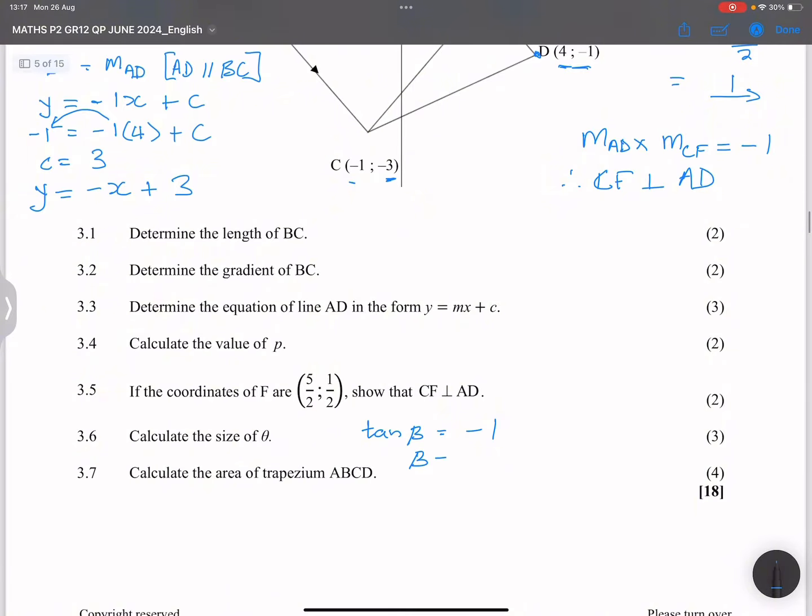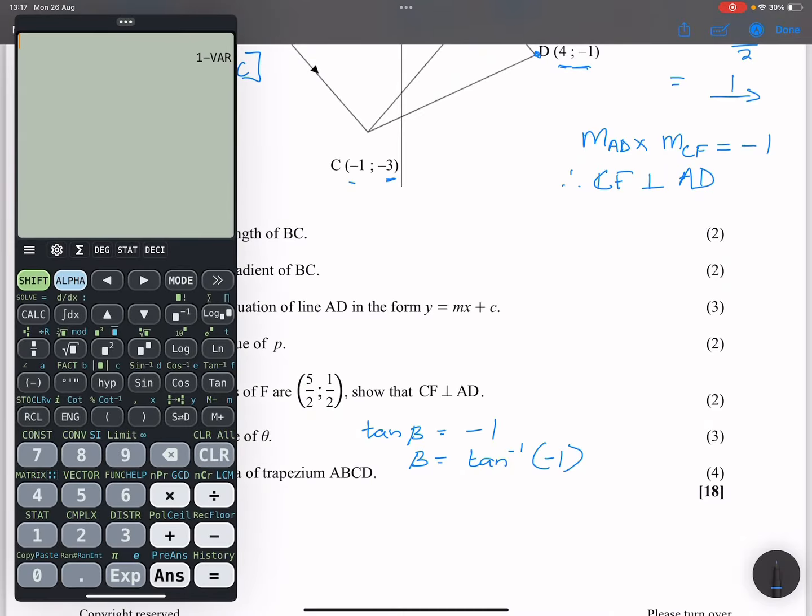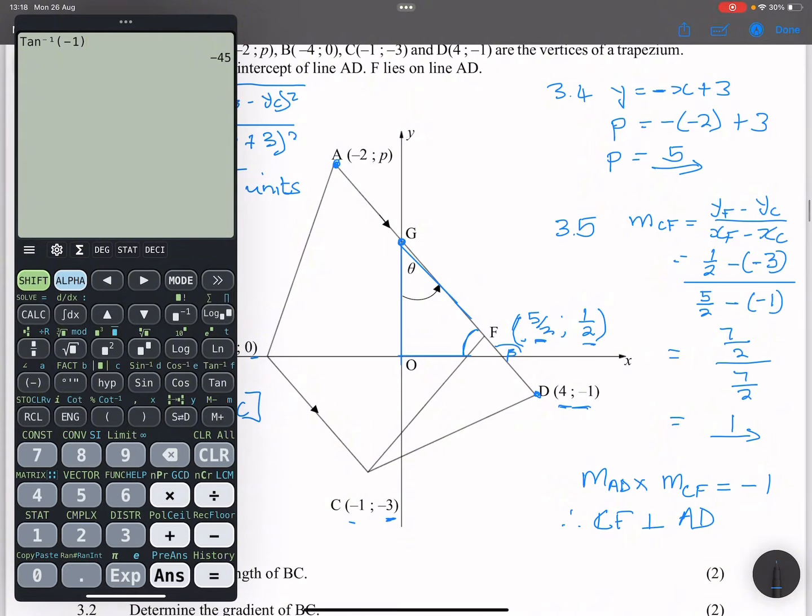So what should be the value of beta? That's arctan, the inverse tan of -1. And that should give us -45, right? So shift tan of -1. That gives us -45. But remember, what is that angle there? It's actually giving us the angle that is in here, because we are now taking it from the negative x-axis, and in that case we get that to be -1.